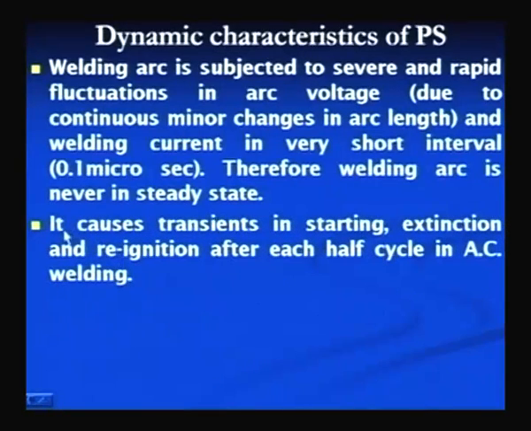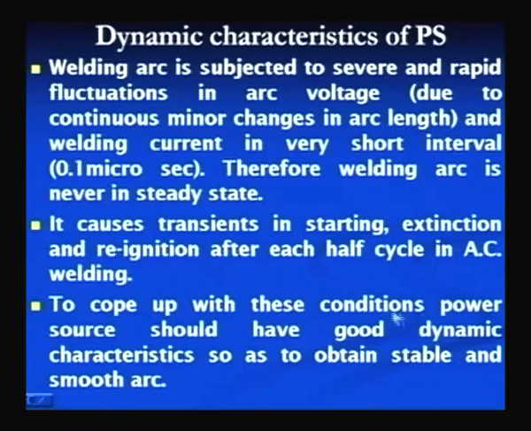And these fluctuations cause transients in the starting stage, extinction and reignition after each half cycle in AC welding. So, these fluctuations in the current and the voltage can also be noticed when the arc is just ignited, or it is extinguished, or it is reignited during AC welding.